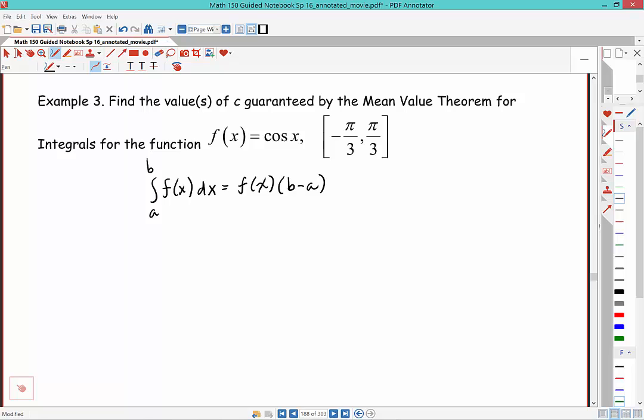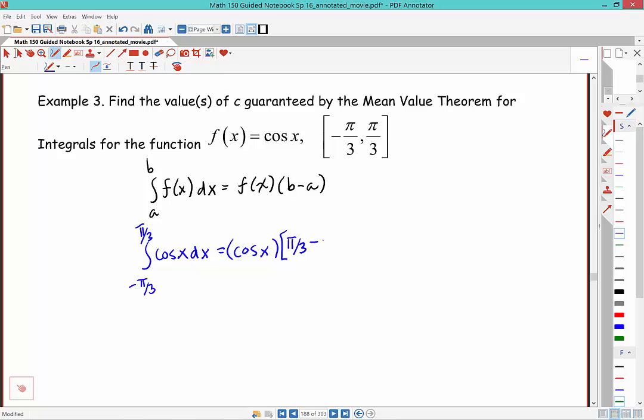Plugging in what we have, right? The integral from negative pi over 3 to pi over 3 of our f at x, cosine at x, with respect to x, so that's the left side, is equal to cosine at x times b minus a. So what's b? Good. Pi over 3 minus negative pi over 3.